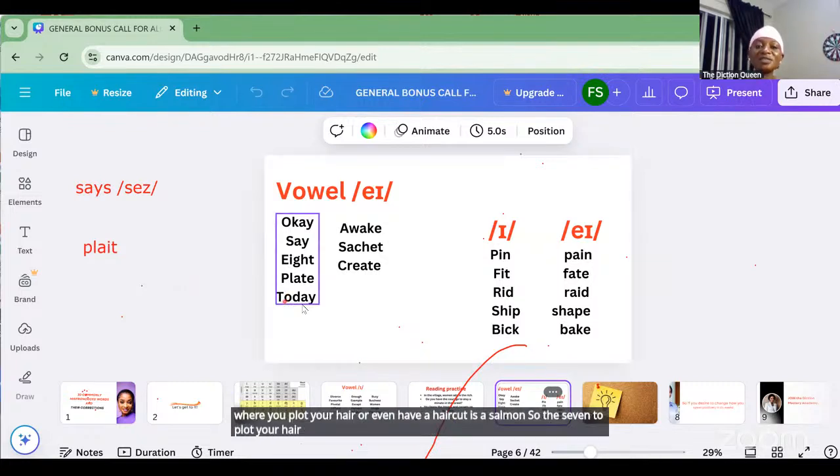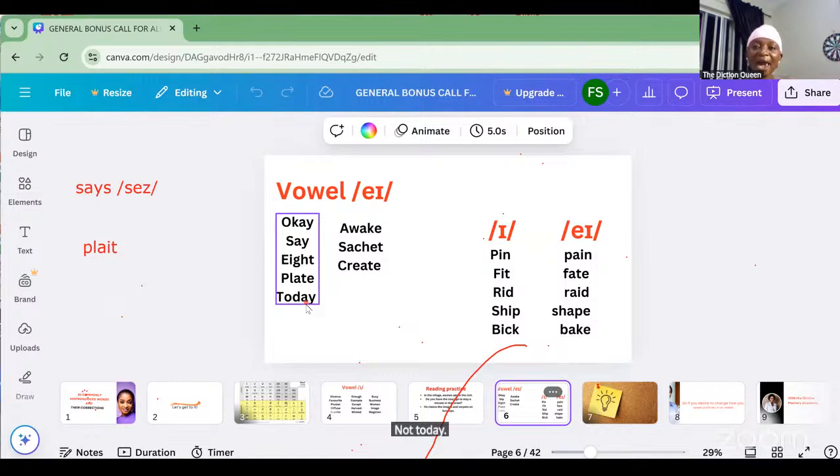And then we have today, not today. Today. Don't say today. So let's take it through the words again. Okay, stay, ate, played, today.